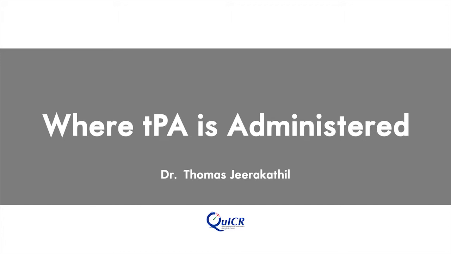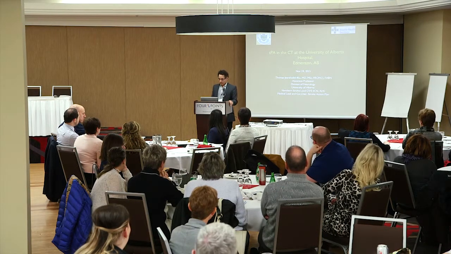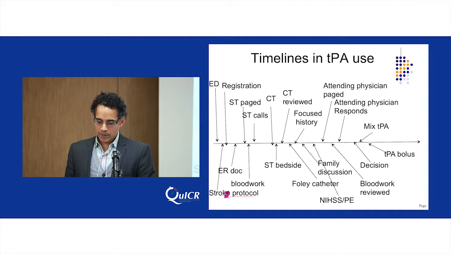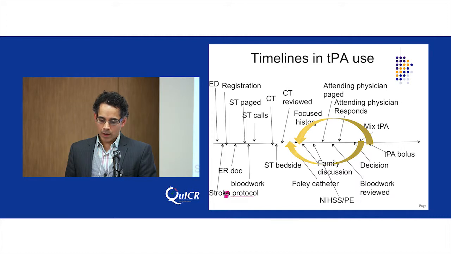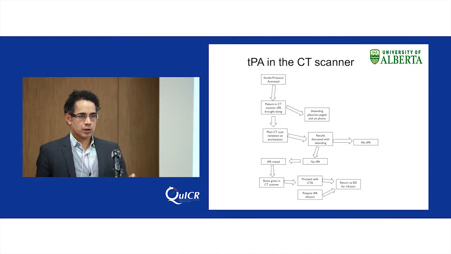I just want to talk to you briefly about how we give tPA in the CT scanner at the University Hospital. We know the process flow for all the different things that have to happen in stroke, and we won't go over that. If we can mix tPA a little earlier, down here, we just want to move the process down from here to here so that the thrombolysis occurs right after the CT scan's done, and that's the whole objective. And basically, what I thought I'd talk about is our flow map to actually do that.